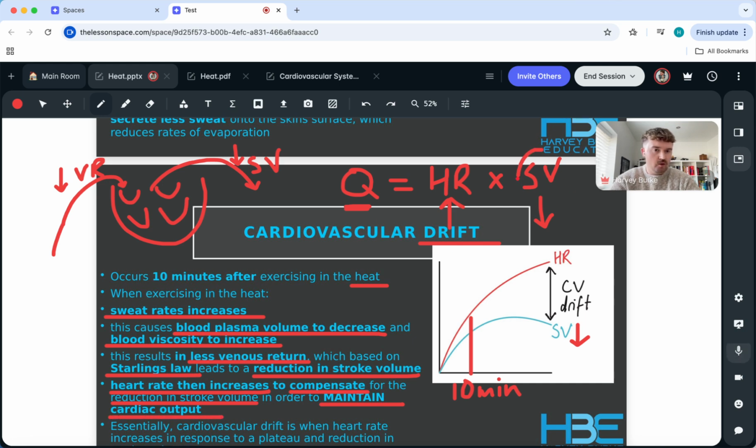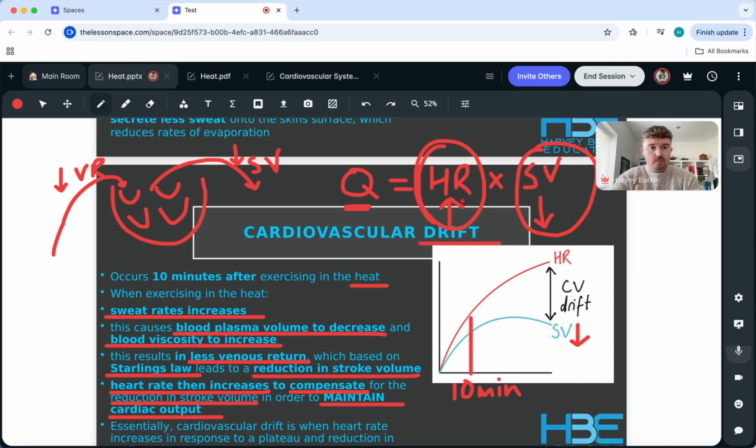So your stroke volume goes down, ultimately because you're sweating more. But in order to keep the amount of blood leaving the heart per minute the same, your heart rate has to go up to compensate for that decrease in stroke volume. So that's why the heart rate ends up going up. And what that ultimately means is, as a result of cardiovascular drift, at any given intensity, when you're working or exercising in the heat, your heart rate is always going to be higher than it would be if you weren't exercising in the heat. So at any given intensity, your heart rate is always going to be higher in the heat than it would be otherwise.